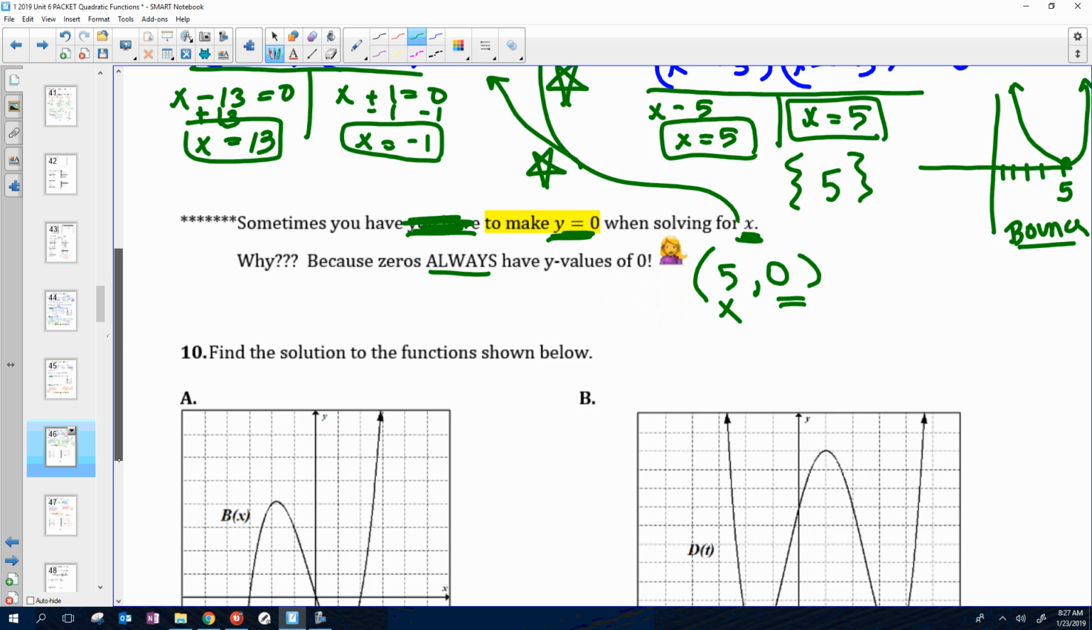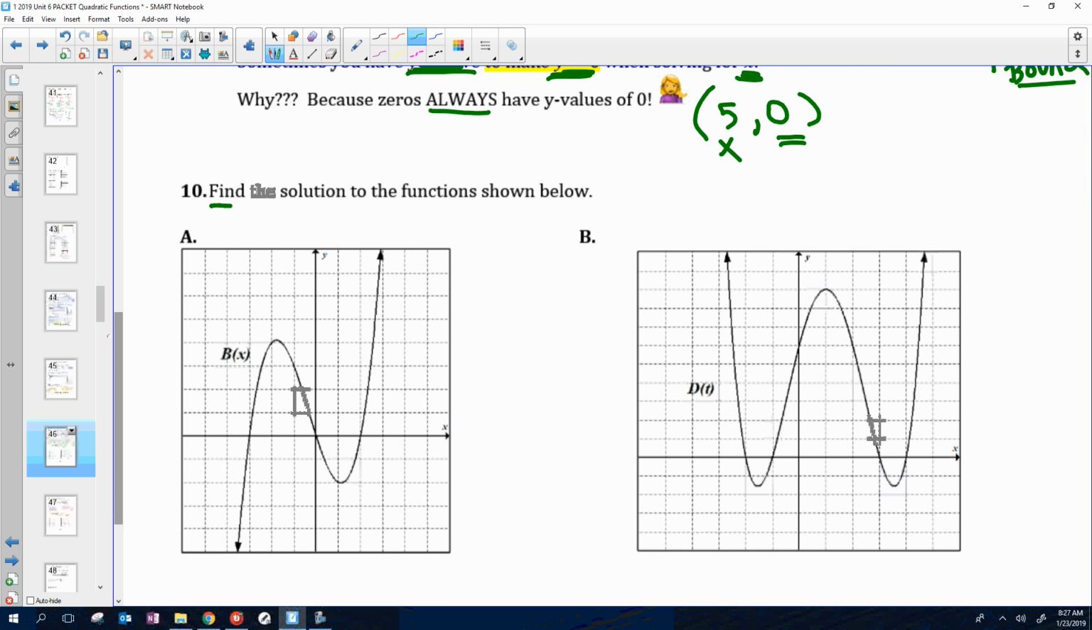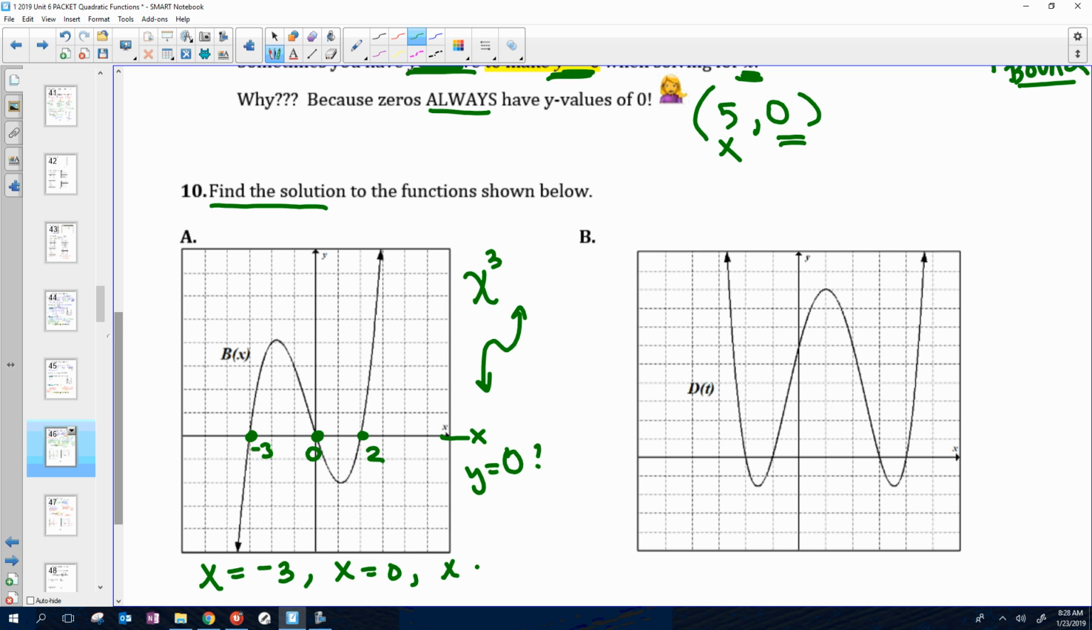These next two questions are pretty quick and easy. I just want you to find the solution, and they already gave you the function. Now this one looks like an x cubed, if you remember what a cubic looks like. That doesn't even matter. The solutions, just look for the x-axis and find where it crosses. Where is y equal to 0? So I'm just counting 1, 2, 3, -3, 0, and 2. My solutions are x equals -3, x equals 0, and x equals 2.